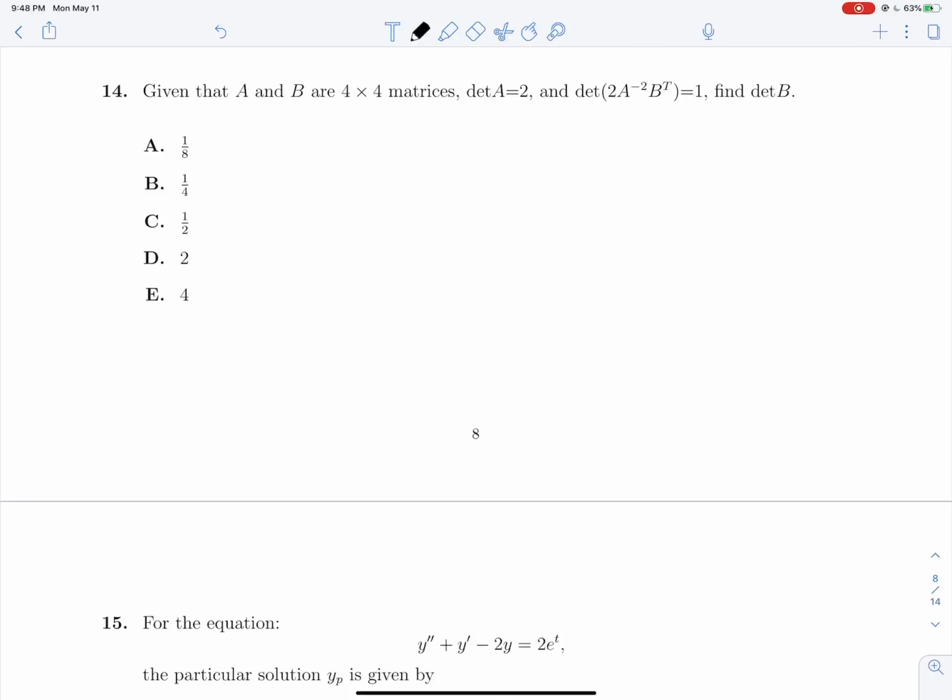14. Given that A and B are 4x4 matrices, the determinant of A is 2, and the determinant of all that is 1. We're finding the determinant of B. Okay, time to apply some properties. We know that the determinant of AB is equal to the determinant of A multiplied by the determinant of B.